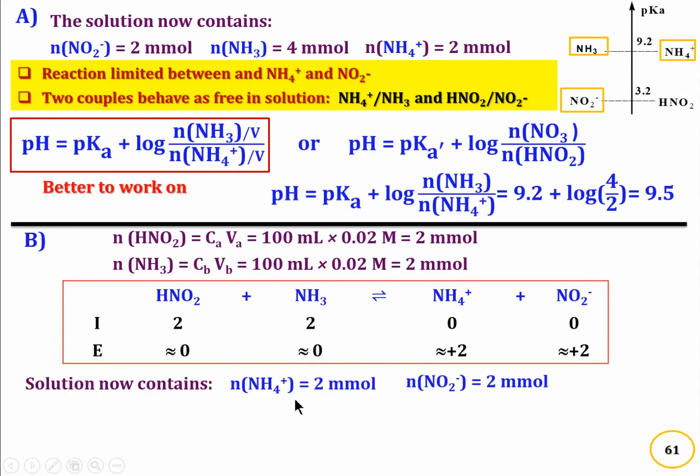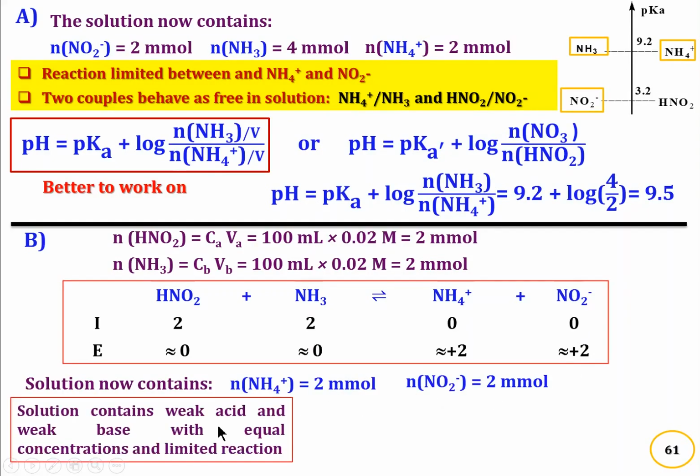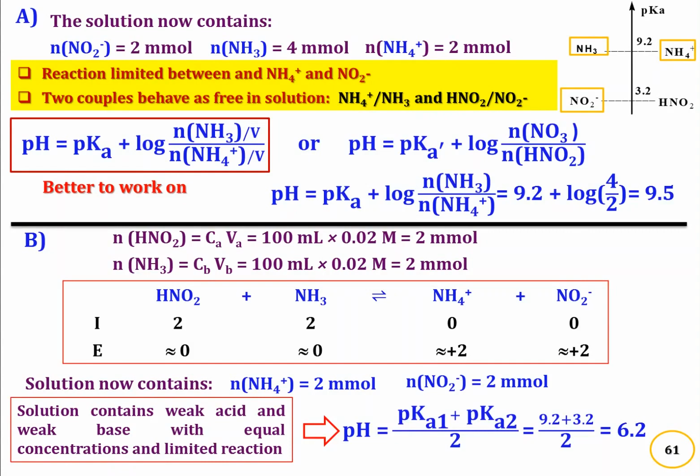So in the final solution, we have NH4+ and NO2 minus, which is a solution that contains a weak acid and weak base with equal quantities or equal concentrations and no reaction between them, or the reaction is limited between them. So we can apply directly the relation pH equals half of pKa couple 1 plus pKa couple 2, equal to 9.2 plus 3.2 divided by 2, which is equal to 6.2.